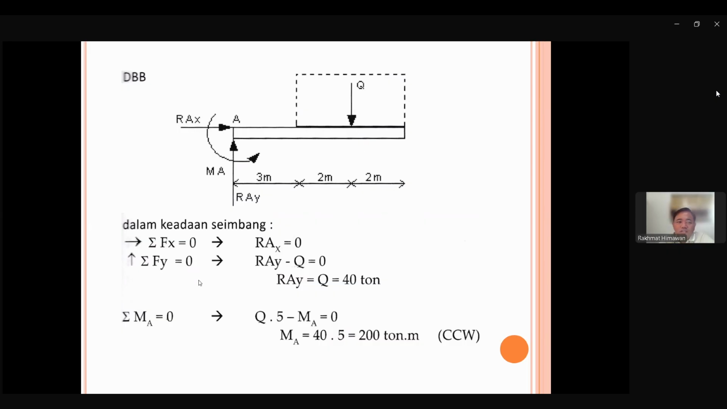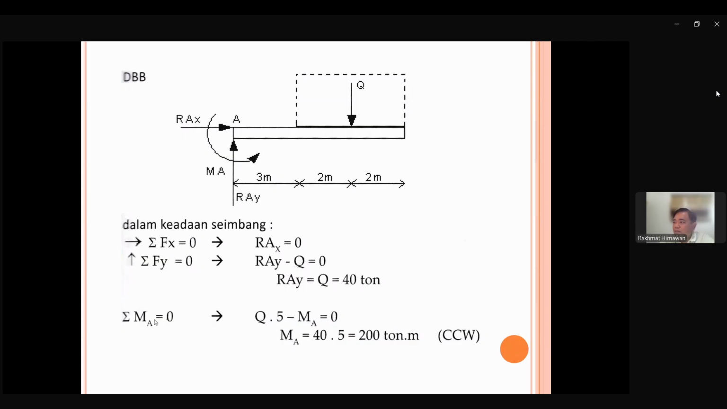So now we can just calculate sigma Fx, sigma Fy, sigma MA to find out everything. Sigma Fx equal to 0. Again, there is no x force, so RAX is equal to 0. Sigma Fy equal to 0, what do we have? We have RAY going up and Q going down. That's it. RAY minus Q equal to 0. That means RAY is equal to 40, 40 ton because Q is 40.